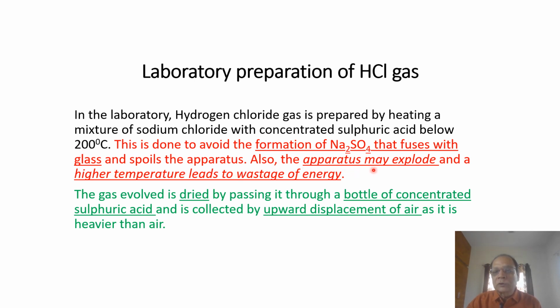Also, the apparatus may explode at temperature above 180 or 200 degrees centigrade. Apparatus may explode, and a higher temperature leads to wastage of energy. So these are the other 2 points which must be kept in mind when producing HCl gas by this reaction. The gas evolved is dried by passing it through a bottle of concentrated sulfuric acid and is collected by upward displacement of air, as it is heavier than air.